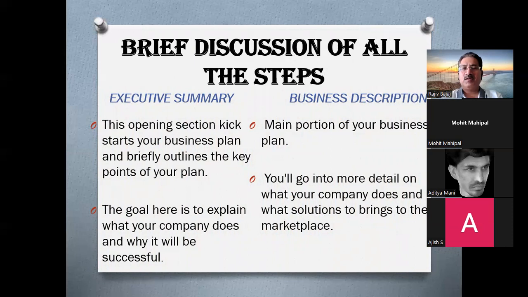So let's look at a few important aspects of all these ingredients. One, of course, the executive summary is the opening section, which kick-starts your business plan and briefly outlines your key points. Then, of course, the goal is to explain what your company does and why it will be successful, because you have to market yourself. You have to market your company. So it gives you that kind of comfort when you are making a sales pitch or an investor pitch, you are actually able to bring very clearly to the other person what exactly your goal is in doing that. Then, of course, your business description. This is the main portion of your business plan, where you will go into more detail on what your company does and what solutions you bring to the marketplace. That's a very important aspect, and your business plan should carry that.